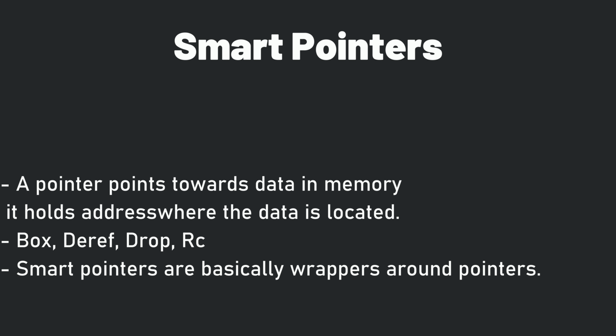Smart pointers. Let's learn what is a pointer. A pointer points towards the data in the memory. It holds the address where that data is stored. Smart pointers, on the other hand, are data structures, basically wrappers around a pointer. They have additional metadata and methods. There are four pointer wrappers or smart pointers: box, deref, drop, and rc. I'll explain these in detail in another video.